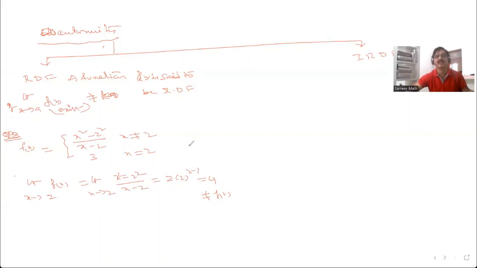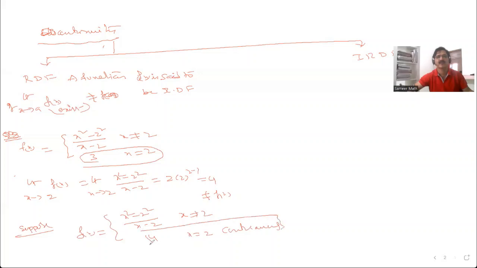Why am I saying removable discontinuity? See, suppose the function is given like this: x square minus 2 square divided by x minus 2, x is not equal to 2. If I write here 4, x is equal to 2, it becomes what? Continuous. What I'm doing is, if you replace this one with this, then that discontinuous function is converted into a continuous function. That's the reason we are using the word RDF, removable discontinuity. We can remove the discontinuity by replacing it with a suitable condition.